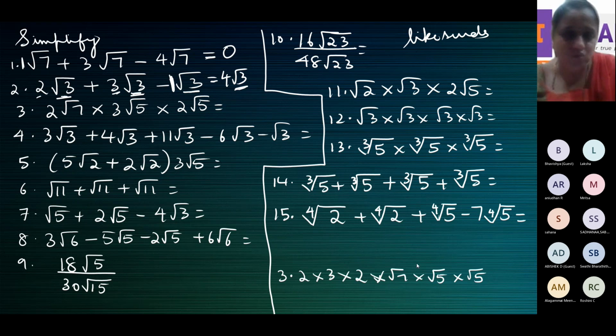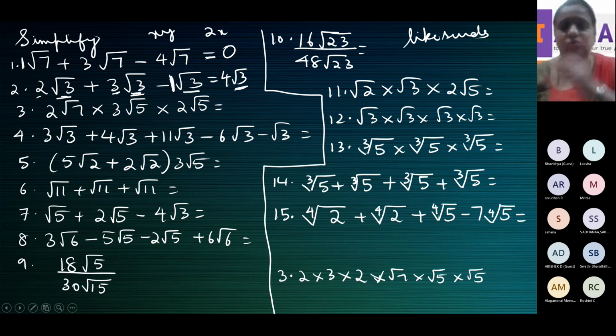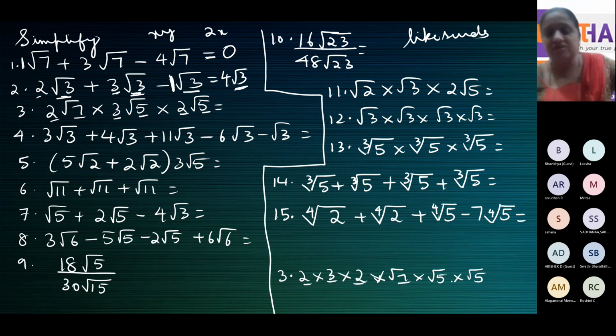2 root 7 means 2 into root 7. 3 root 5 meaning 3 into root 5. See, like, what do you mean by xy? x into y. xy means x into y. 2x means 2 into x. Similarly, 2 root 7 means 2 into root 7. 3 root 5 is 3 into root 5. So it is 2 into 3 into 2 into root 7 into root 5 into root 5.